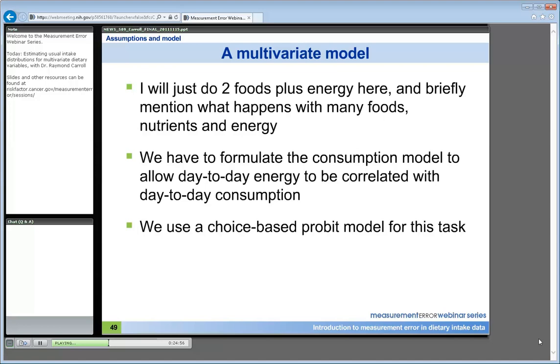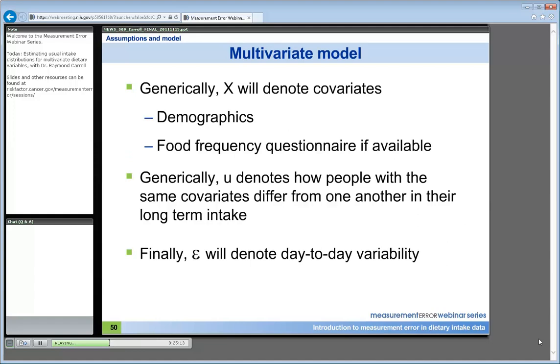So what we have to do is formulate consumption to allow day-to-day energy to be correlated with day-to-day consumption. But we need to know what we mean by consumption, and what we mean by a distribution on consumption days. First of all, I'm going to say generically that X is going to denote covariates, demographics, or the food frequency questionnaire if it's available. And I'm going to make little u be the person-specific biases. These are a really crucial concept that you've seen before, namely that even if I and another person share the same demographics, we're going to have different long-term intakes because we're different. And so this acknowledges that people's dietary intakes can't be just described by demographics. And then finally, epsilons are going to be the day-to-day variability.